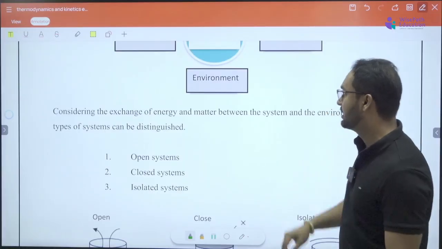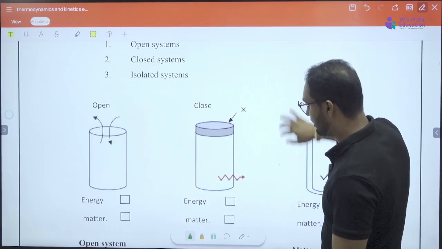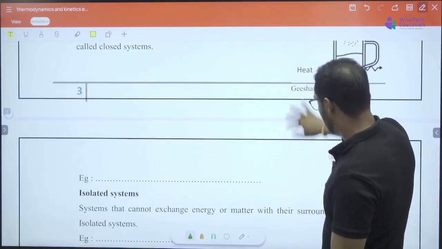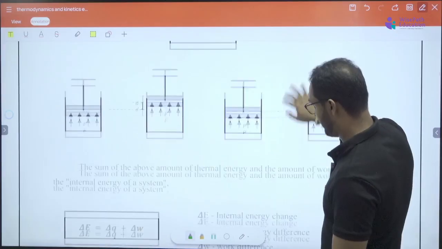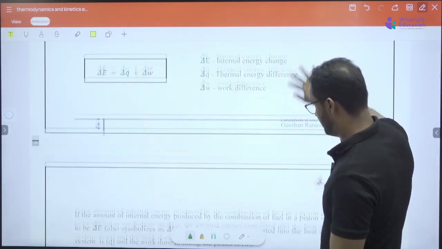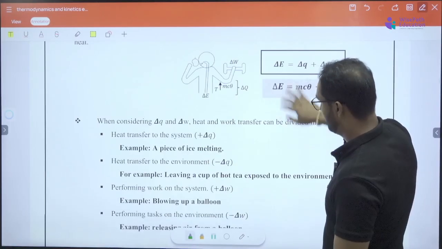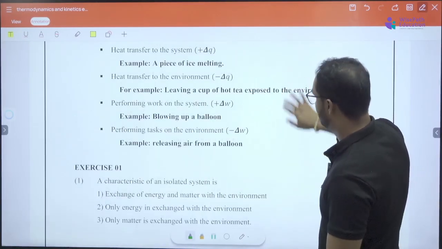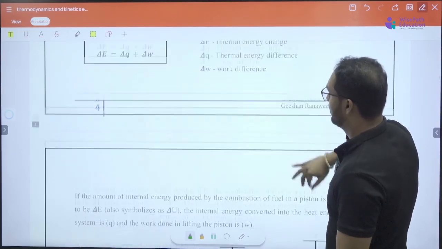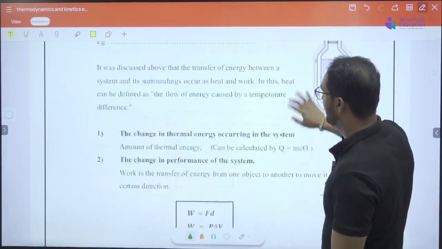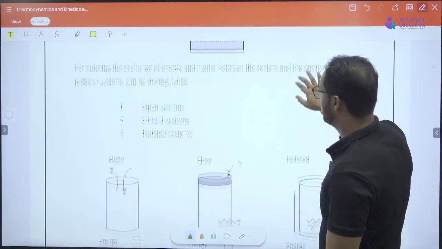Right. So considering the exchange of energy and matter, now I will come to this part. Before that, come to this part. Not that part. It's up somewhere, I can't remember where now. Doesn't matter. I will come to this.